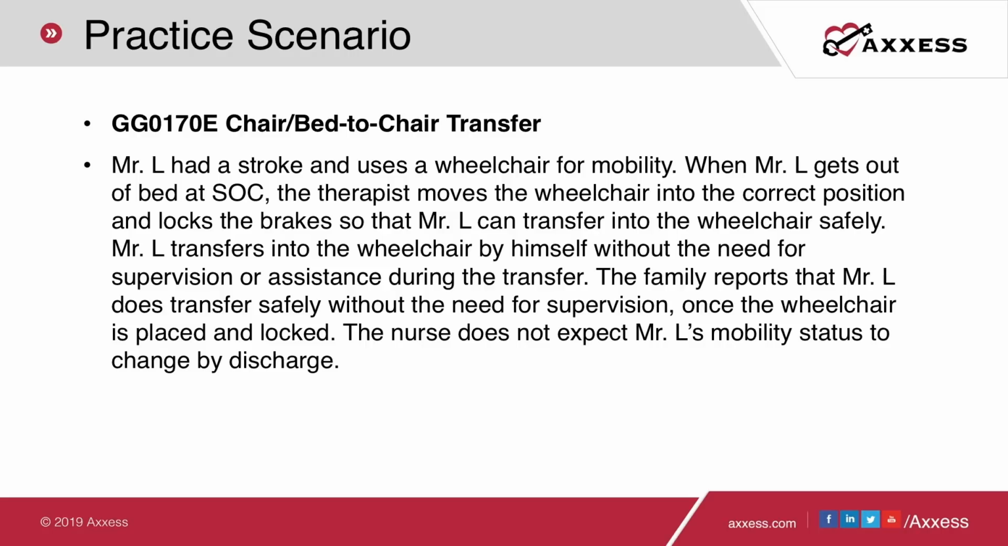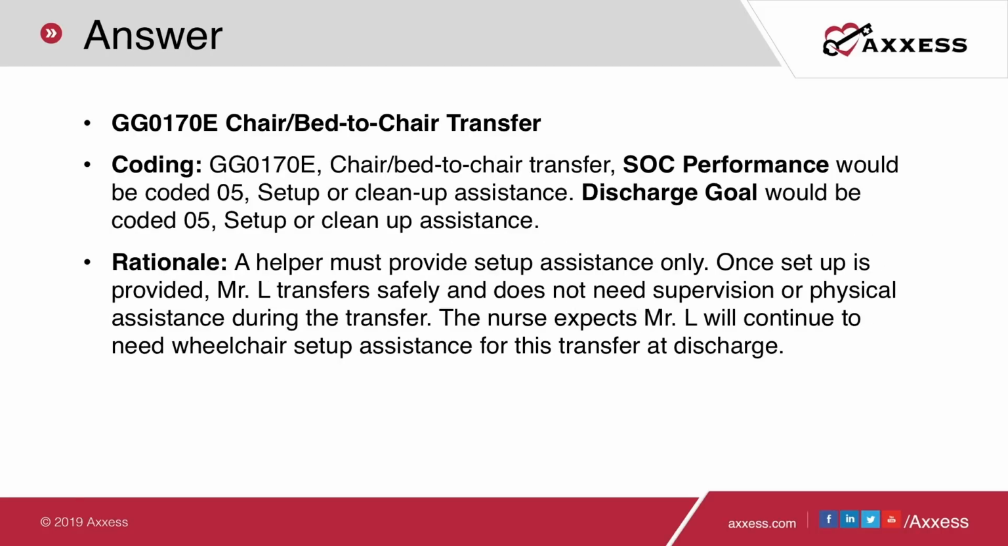So how would we code GG0170E1 and E2? GG0170E1 would be coded a 5 at start of care, setup or cleanup assistance only, and it would also be a number 5 at discharge because the helper must provide setup assistance by setting up the wheelchair and locking it. Once setup is provided, Mr. L transfers safely and doesn't need supervision or physical assistance during the transfer, and we expect that he's going to continue to need wheelchair setup assistance for this transfer at discharge.